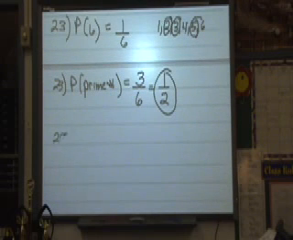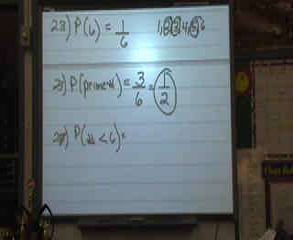That was 25. Number 27, the probability that you get a number less than 6. Sarah? 1 and 6. How many numbers are less than 6 on a cube? 5. Which one's not less than 6? The 6, right? Oh, 5 out of 6. 5 out of 6.